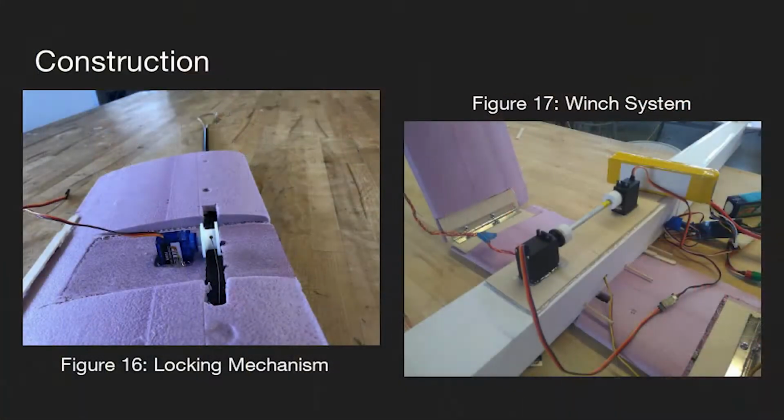And in figure 16, you can see our locking mechanism, which has the fuselage removed just for the aspects of view. But you can see the servo with a winch system connected to fishing line that pulls the carbon fiber pins into the center part of the wing. And in figure 17, you can see our main winch system that we talked about earlier that flexes and folds up the main wings.